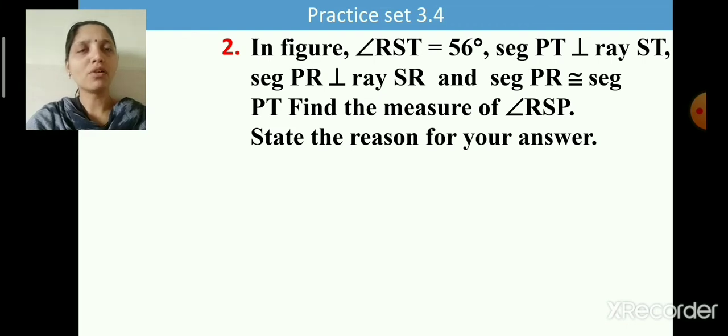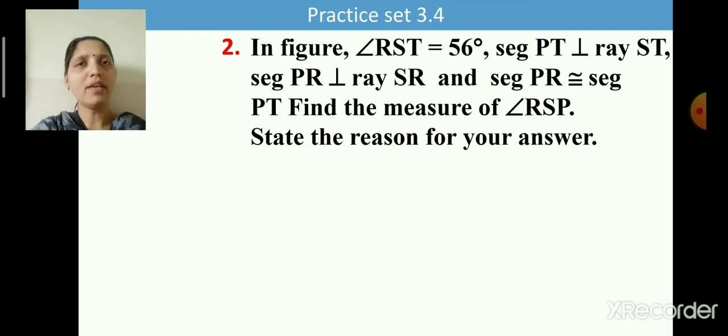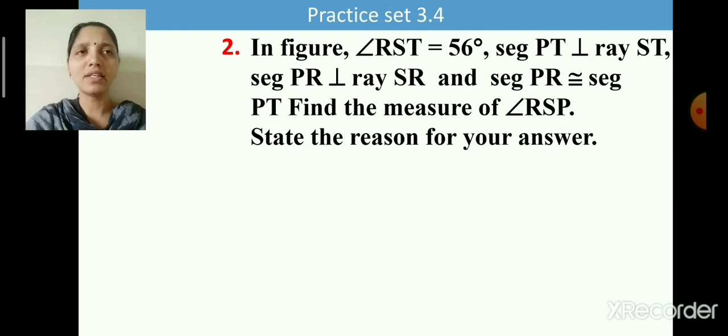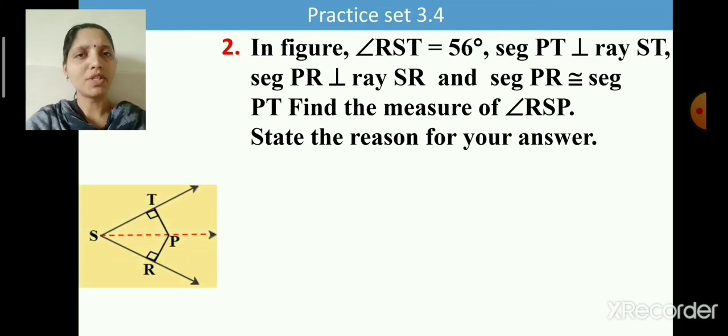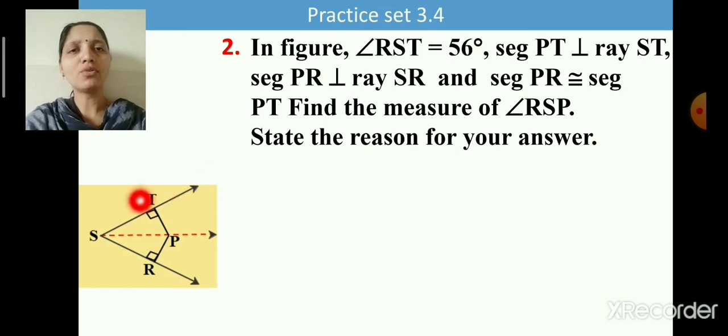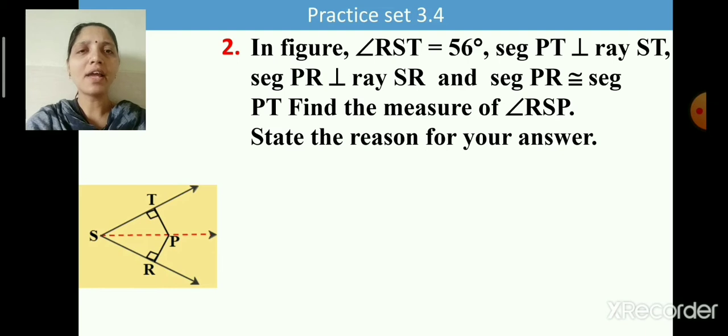Now we will solve the second question. In the figure, angle RST is equal to 56 degrees. Seg PT is perpendicular to ray ST. Seg PR is perpendicular to ray SR. And seg PR is congruent to seg PT. Find the measure of angle RSP. State the reason for your answer.